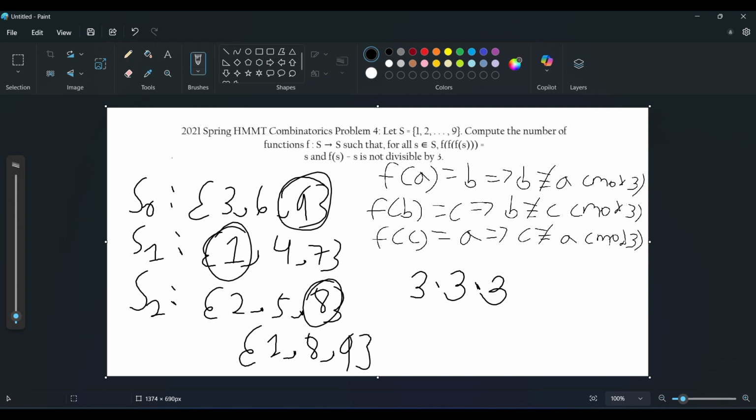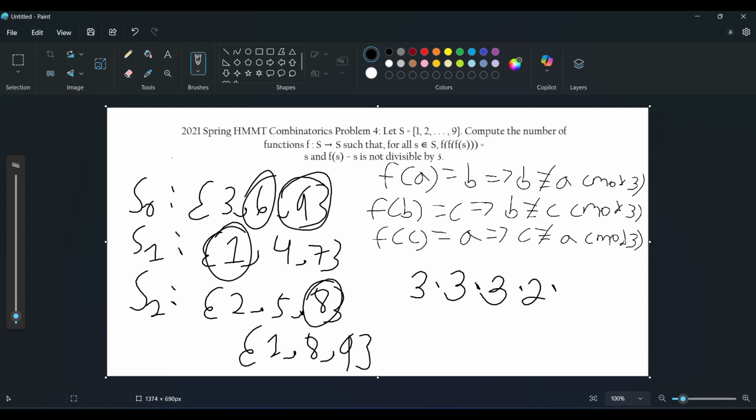But keep in mind, we have to cover all integers because it's defined for every element in S, right? We can't just cover 3. We have to cover all. So once we've selected these values for A, B, and C, we have to go in a second round. Now there are 2 choices for what A can be, either one of these 2 options. Without loss of generality, let's say I choose 6.